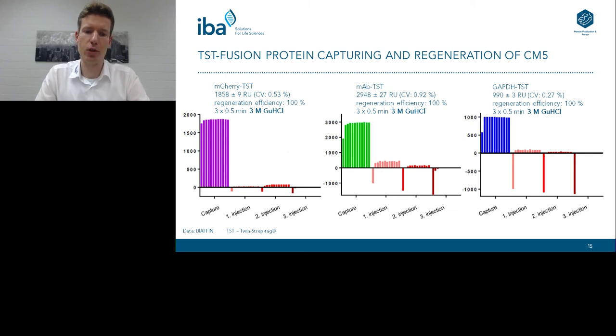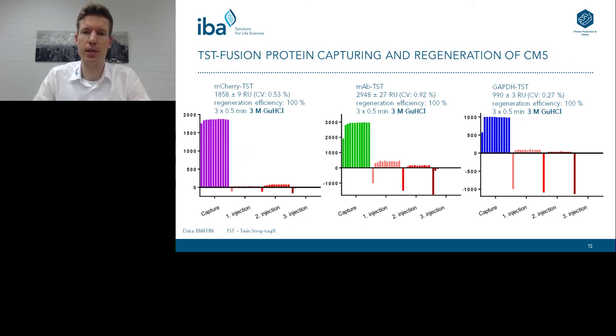In the next step, we captured 3 different Twin-Strep-tag proteins, Sherry, again the monoclonal antibody, and GAPDH, on the chips that were coated with the Strep-Tactin XT. So what we did is we captured the protein by loading the protein on the chip, and then after this we regenerated the chip by 3 injections using 3 molar guanidinium hydrochloride. Each bar in the graphs represents 1 capture step and, in the 3 injections, 1 regeneration step. So in this experiment we did 12 capturings and regenerations in total.